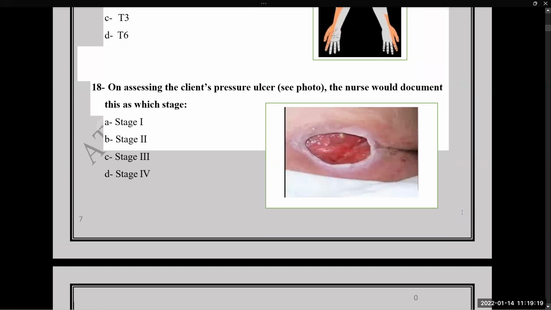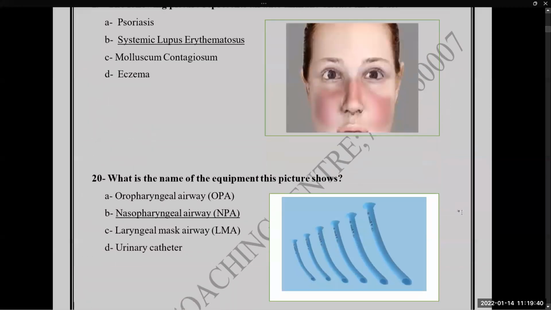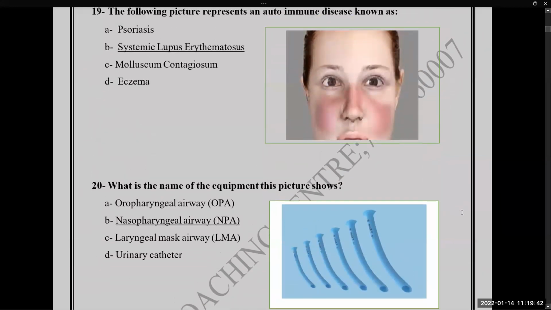On assessing the patient's pressure ulcer, the nurse would document this as stage 3. Stage 1, 2, 3, or 4? Stage 3. It is not 4, it is not 1, either 2 or 3. So this is 3, where the subcutaneous areas are affected.